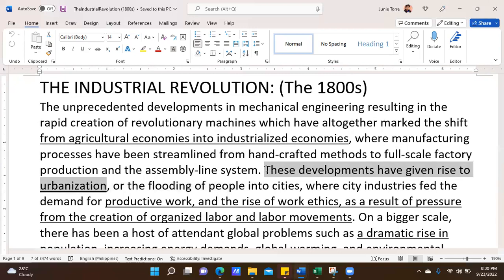urbanization. Oh my God, lots of questions on cities. Or the flooding of people into cities, where city industries fed the demand for productive work. So lots of questions about work, no? And the rise of work ethics as a result of pressure from the creation of organized labor and labor movements.